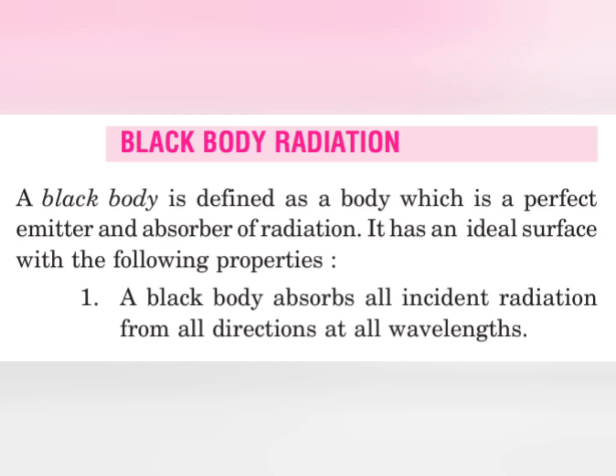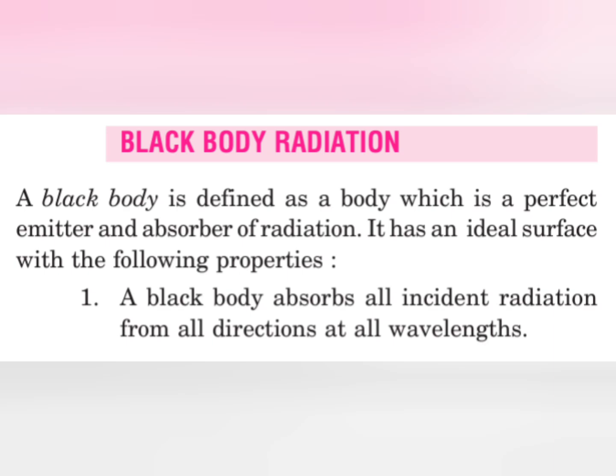Next is what is black body radiation. A black body is a body which is a perfect emitter and absorber of radiation. Something which 100% absorbs and emits radiation is simply a black body. So it's an ideal surface. There's nothing like that that exists, but it does have some properties.